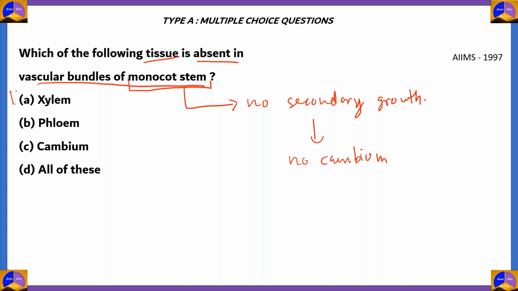Option A is incorrect, as monocots, like other angiosperms, have xylem and phloem. It's a part of their vascular bundle. So option B, phloem, is also incorrect, and since A and B are incorrect, option D is also incorrect, as it cannot be all of them. The reason for xylem and phloem is both of these are present in all angiosperms, which are flowering plants. So xylem and phloem are always present in all kinds of angiosperms.